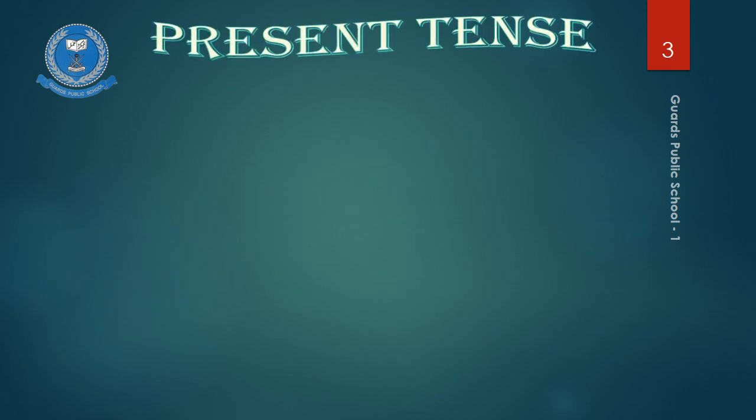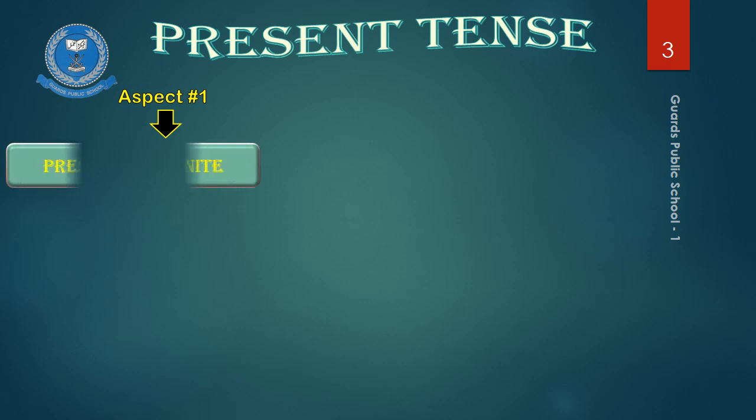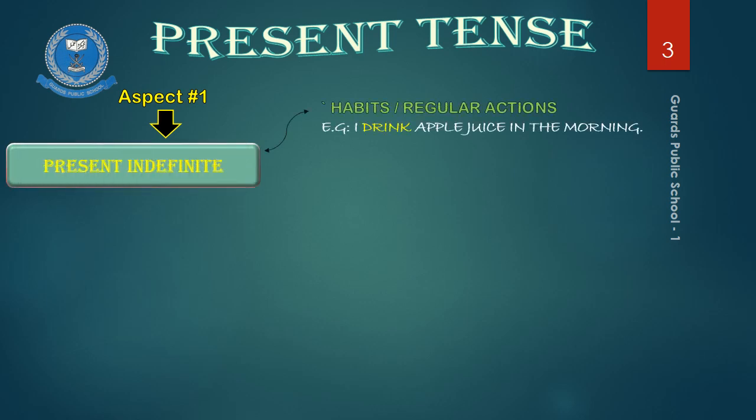Focusing on our first term syllabus, in this video we are going to learn about the present tense. So the first aspect of the present tense is the present indefinite tense, which is used to show habits or regular actions. For example, I drink apple juice in the morning.